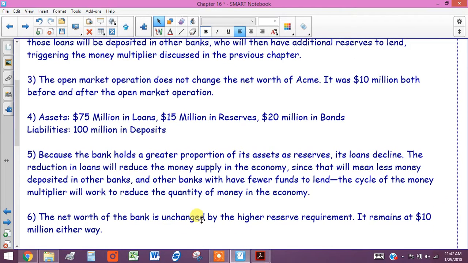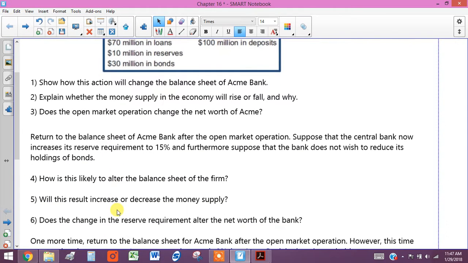Okay. And you can read the whole answer here, and of course I would like you guys to put this in your own words, but the overarching idea here is that when there's less money to be loaned out into the economy, then the overall money supply is going to drop. Okay, question number 6.